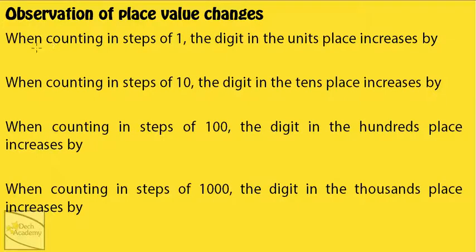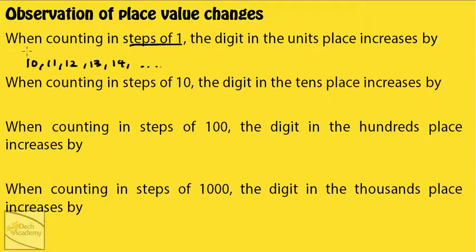useful. So the first one is, when counting in steps of 1, the digit in the units place increases by some certain amount. I haven't stated it yet. I will, but let's observe. So let's start from 10 and let's count in steps of 1. So the next number is obtained by adding 1, and the next number is obtained by adding 1. So we have 10, 11, 12, 13, 14, and we can keep going.